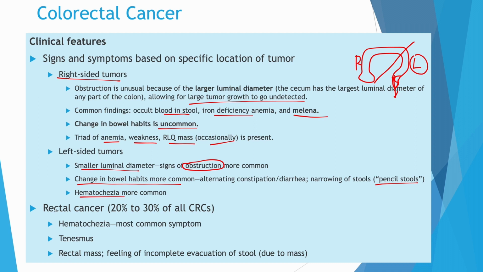Now, as far as rectal, because we're talking about colorectal, so it's not just the colon, it's the rectum itself. Hematochezia is definitely most common, as well as tenesmus, this feeling of incomplete evacuation. If you have a mass where the stool is, it can feel to patients like they don't completely eliminate the stool.